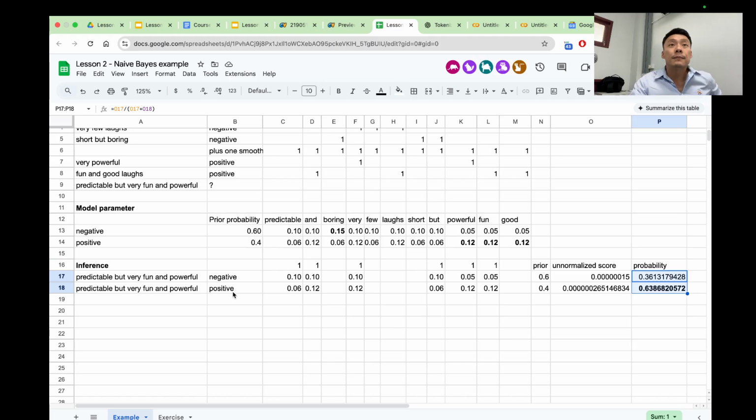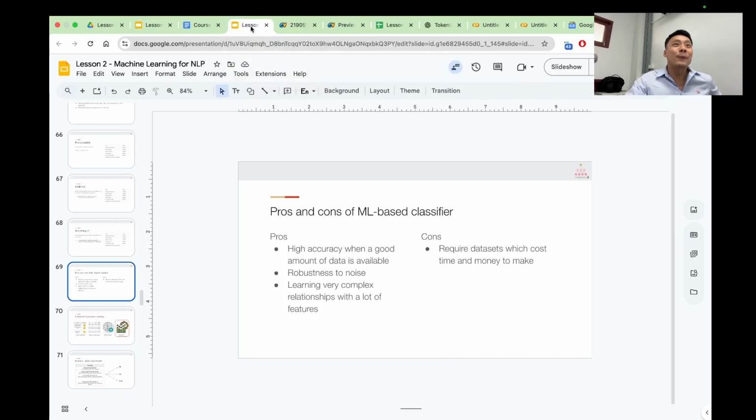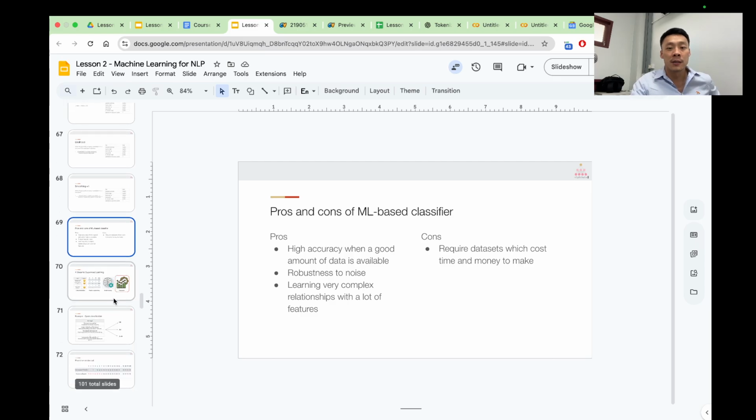All right. So that's the first model, which we will never use, but I want to demonstrate the whole concept of machine learning for NLP.